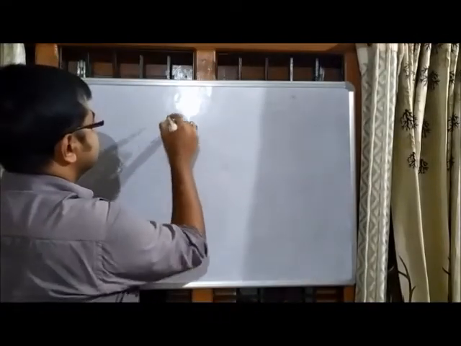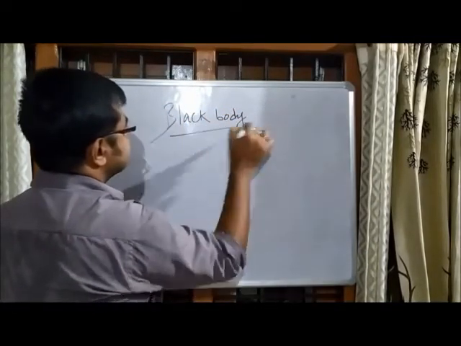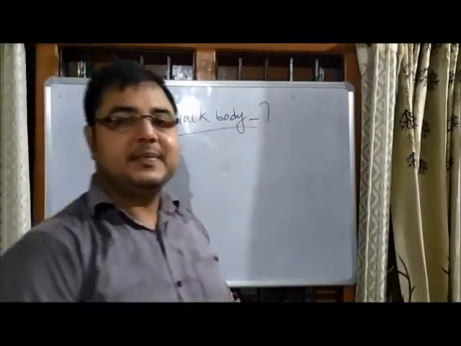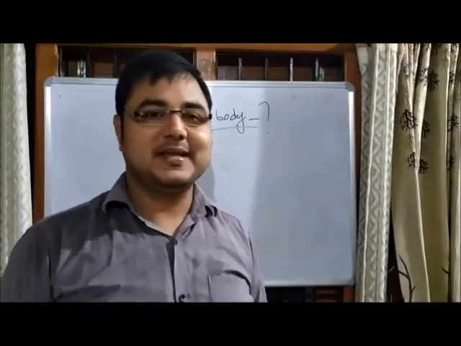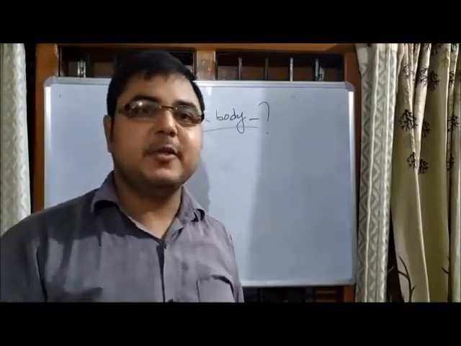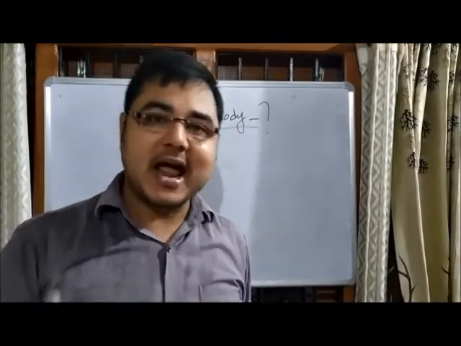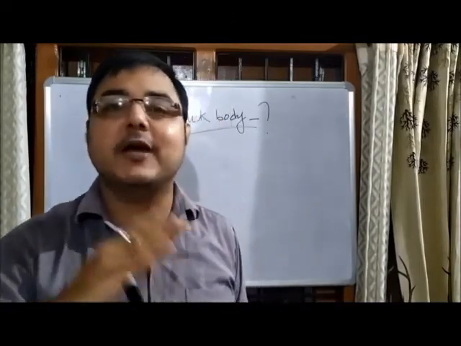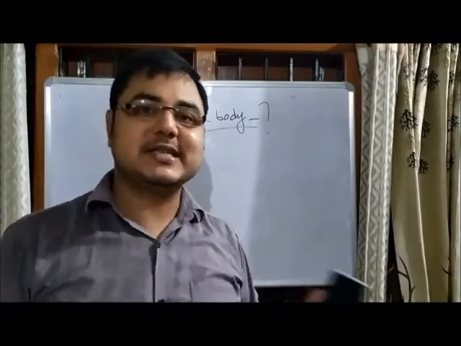So now the next concept, which is the black body. What is a black body? Simply, a black body does not necessarily have to be black in color. As per the laws of physics, a black body is a body which has the capacity to absorb all the light falling on it. I repeat, a black body is a body which has the ability to absorb all the light falling on it. It doesn't allow the light to escape from it. So this is a black body.